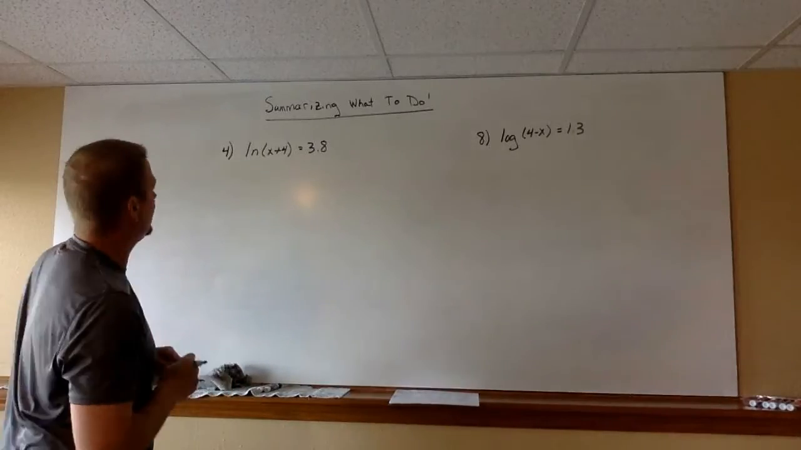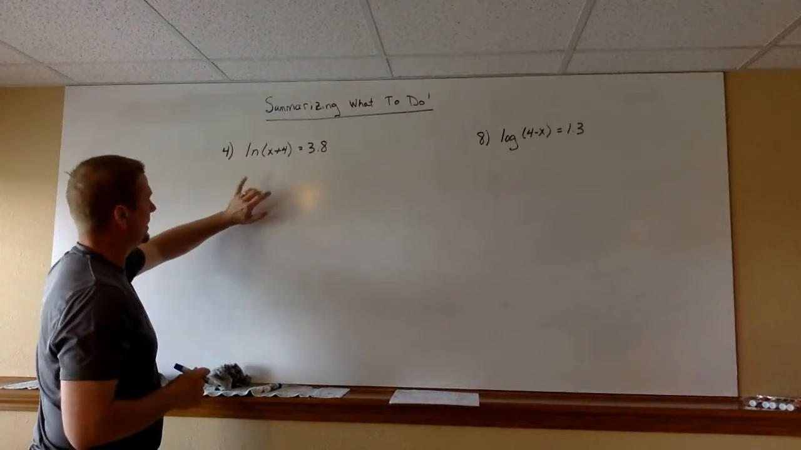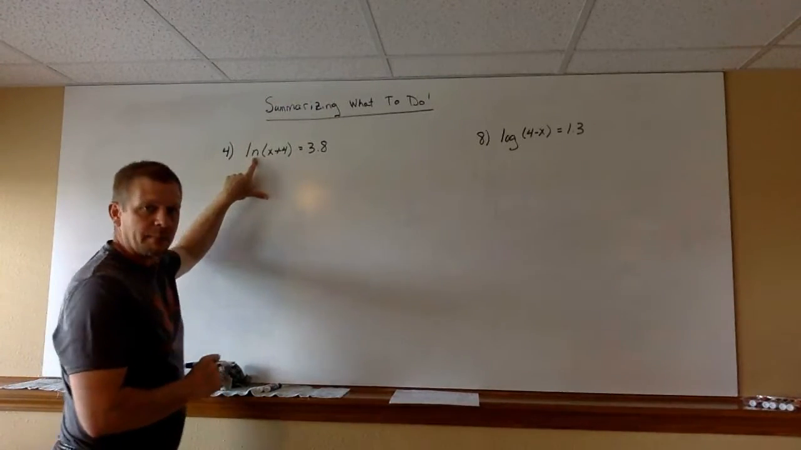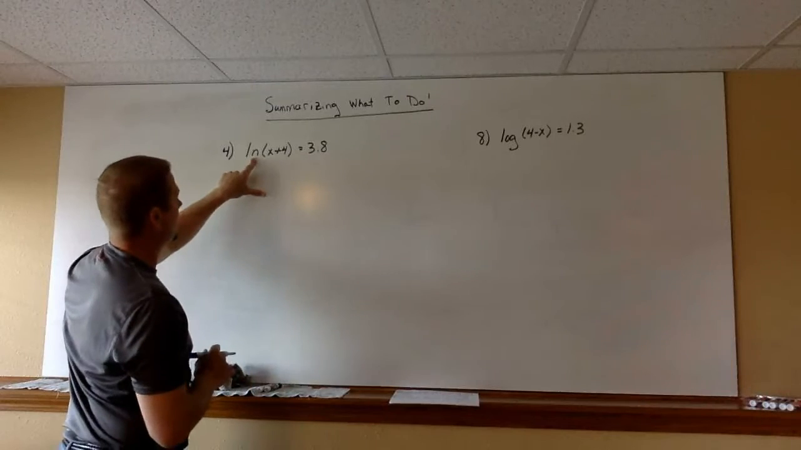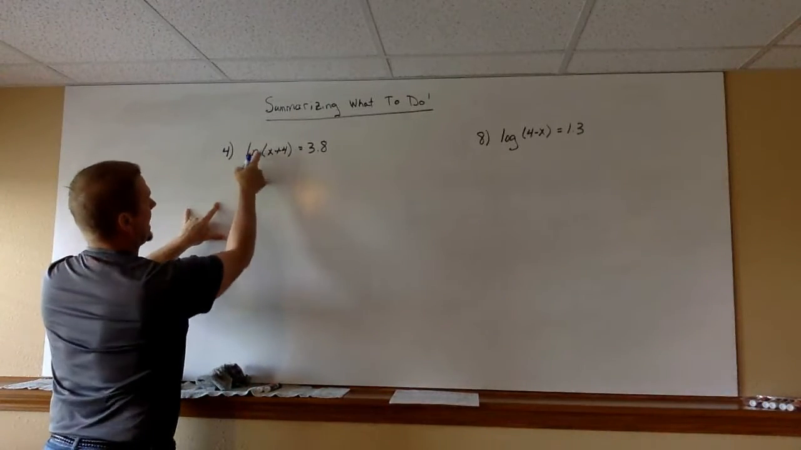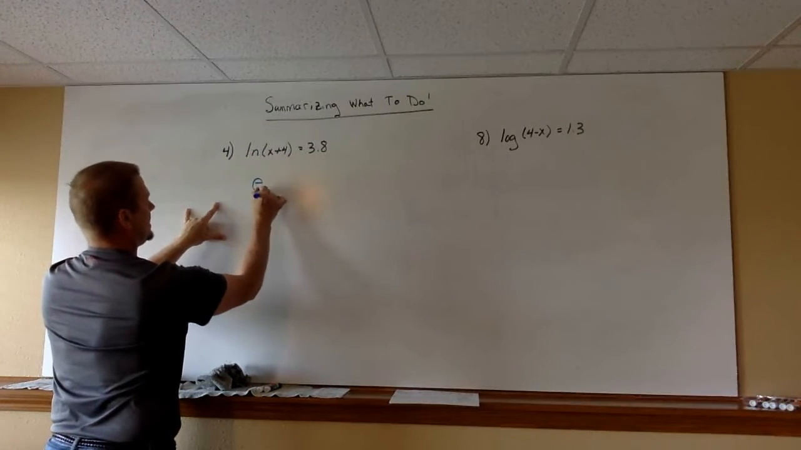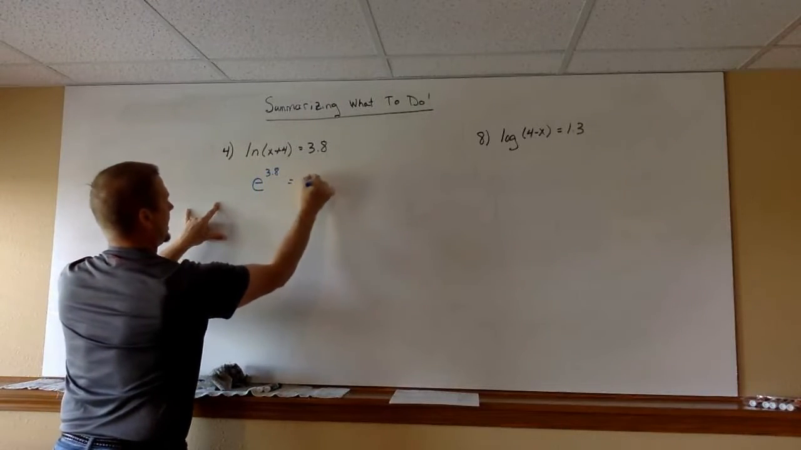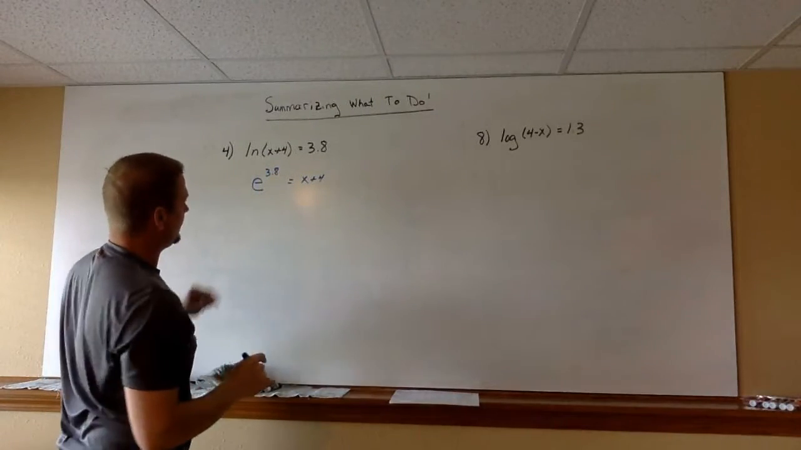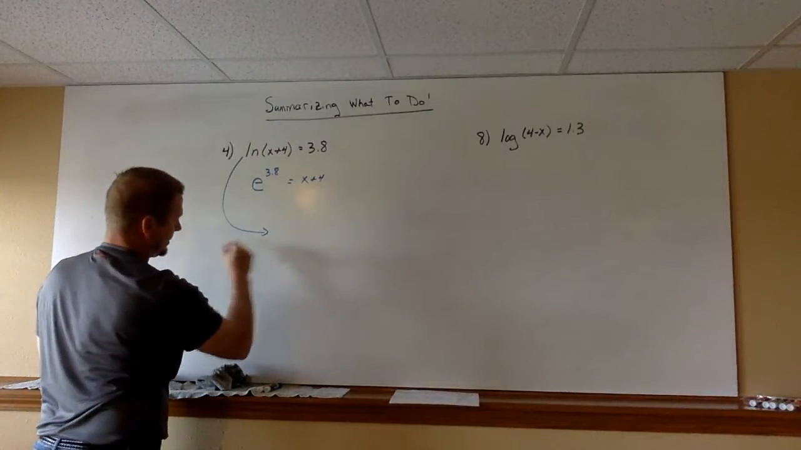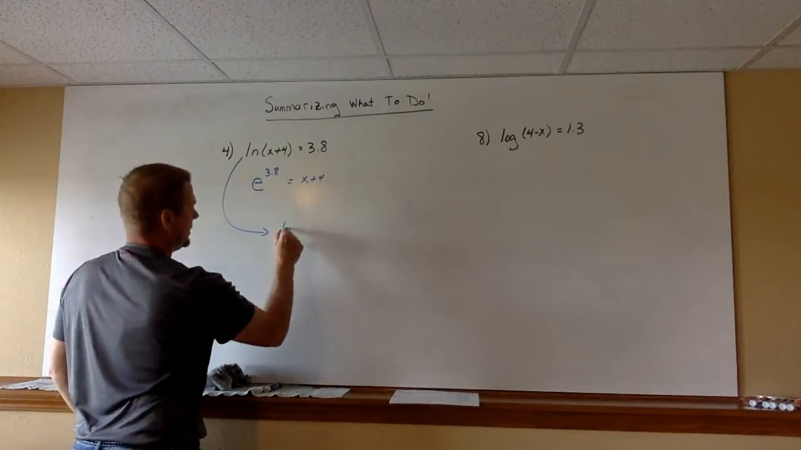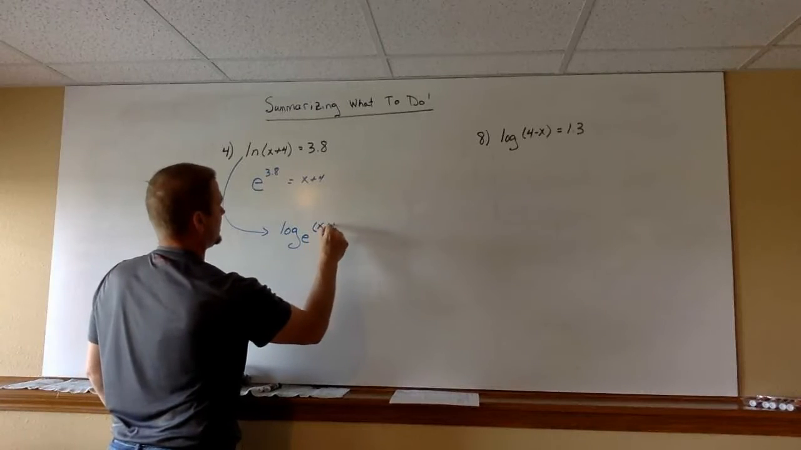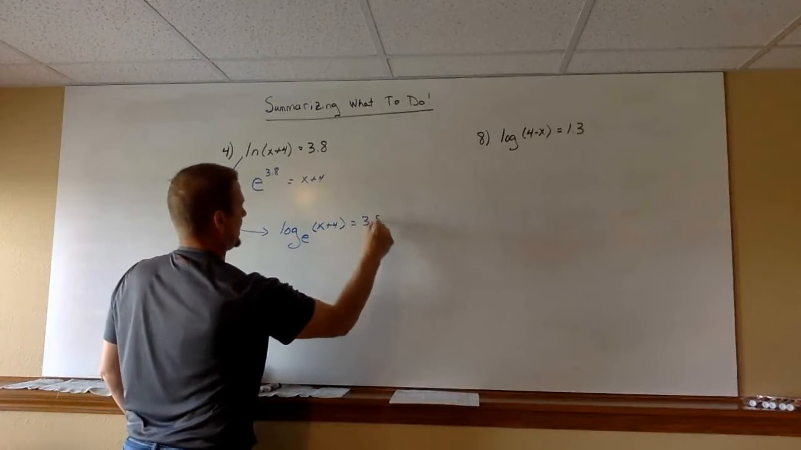Here in number 4, we didn't do a lot with natural logs, but people freak out about this. And the natural log is just a base E log. So if I change the form of this, the base of a natural log is E to the power of 3.8 equals x plus 4. Okay, just to give you an idea, another way to write this, which we never do, would be log base E of x plus 4 equals 3.8.